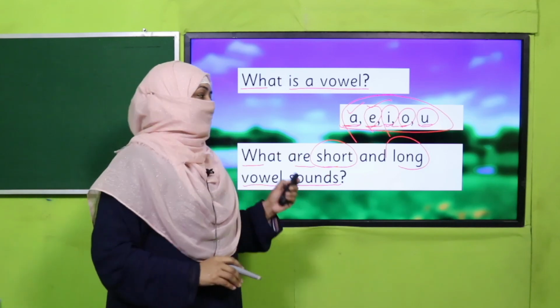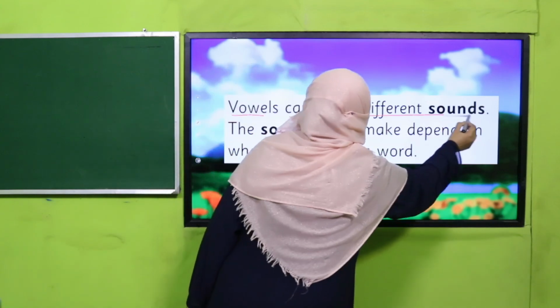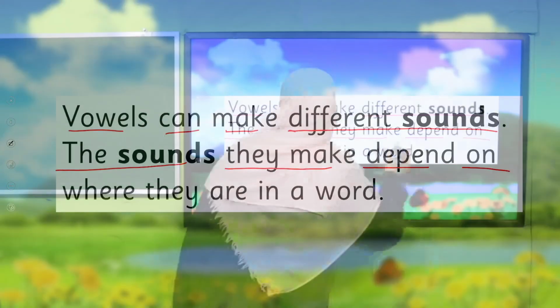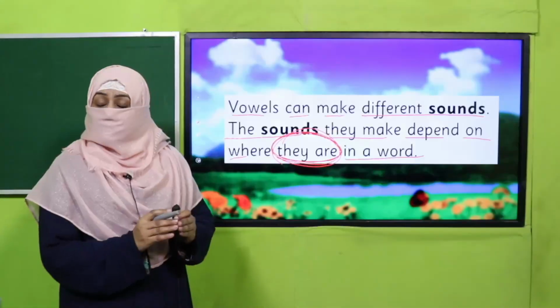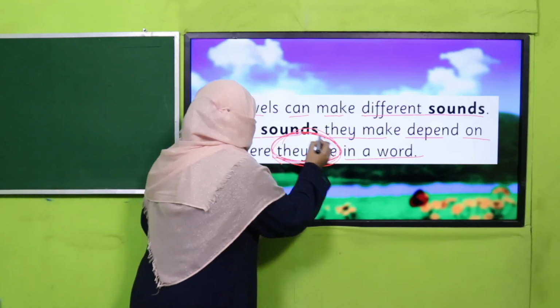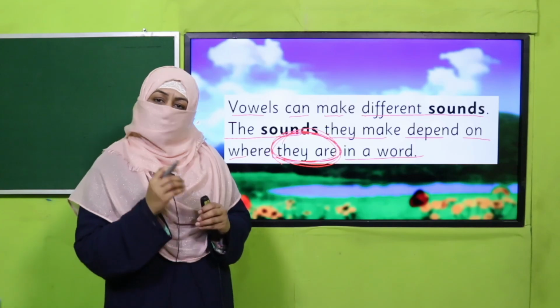Why does it happen? Basically, vowels can make different sounds. The sounds they make depend on where they are in a word. Basically, the placement of the vowel decides its sound. It depends where the vowel appears in a word, then we decide whether it's short or long. So there are a few rules for it which I'm going to tell you.